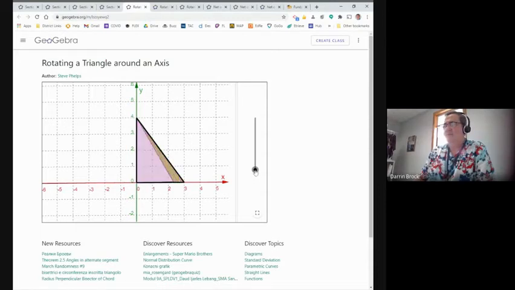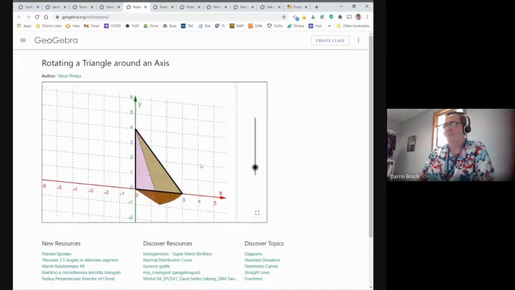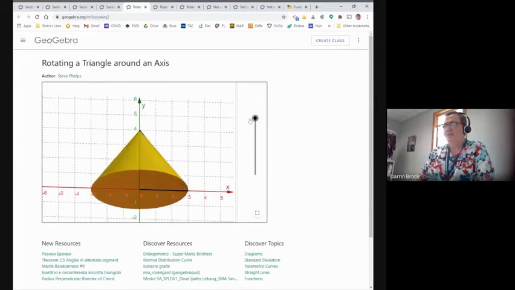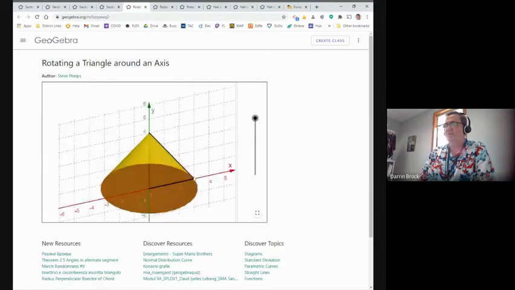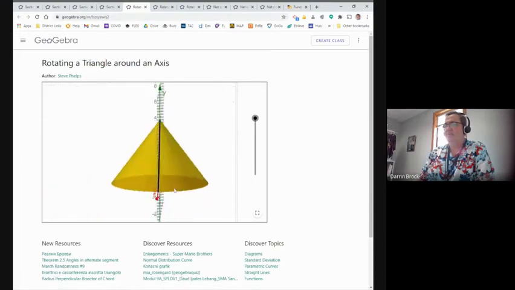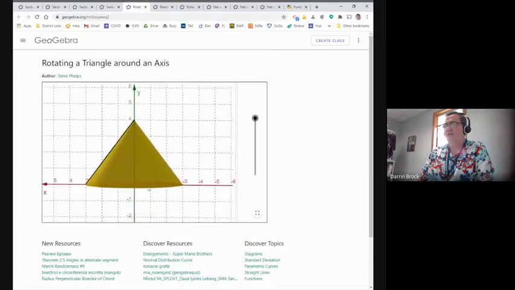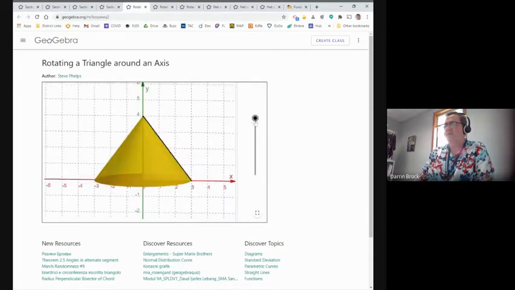Here you go. I'm going to start rotating it. I'm going to turn this where I can get a better look at it. So as it rotates around the y-axis, there it is. Look at that. It makes a cone. As it rotates around, it makes a cone. So we can look and see the bottom of it, top of the cone. But that is a right triangle rotated around the y-axis. Makes this nice cone.